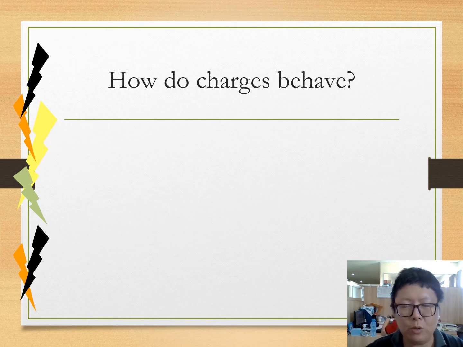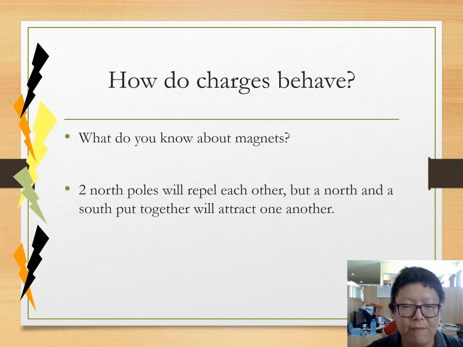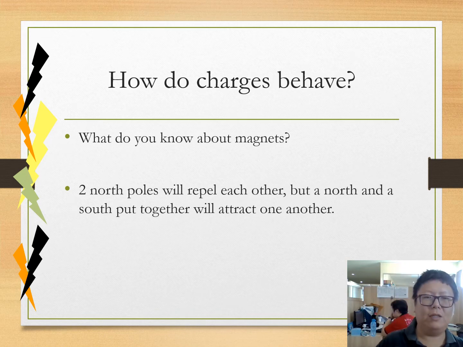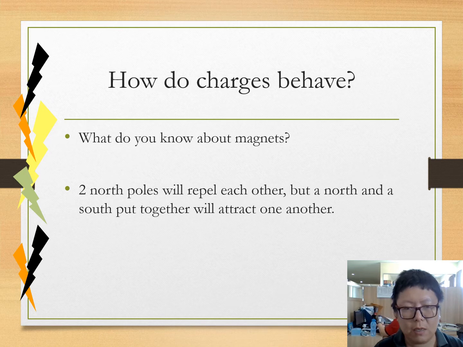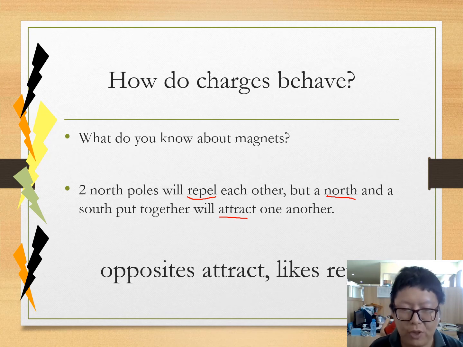So what will happen if there are 2 charged objects and we move them together? To understand this, maybe you have to recall your knowledge about magnets. We have learned it. If magnets have the same pole, the north with the north, they will repel. But if you put different poles together, the north and the south, they will attract. It is the same with static electricity: opposite charges will attract, but like or the same charges will repel.